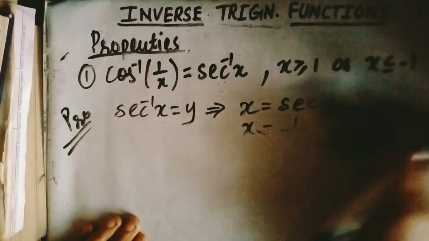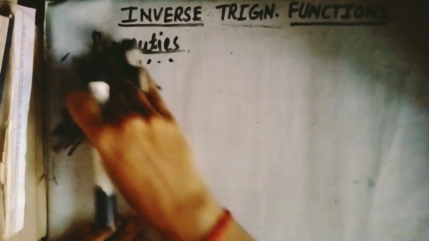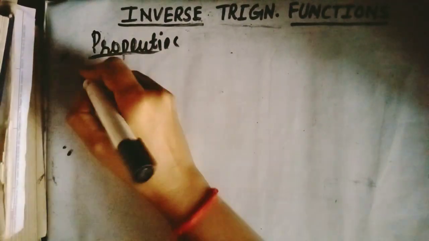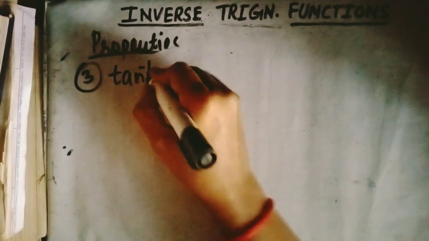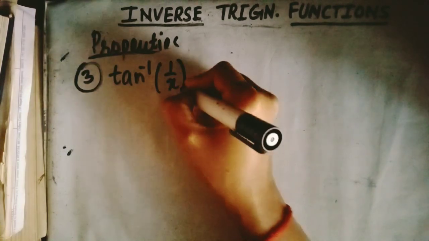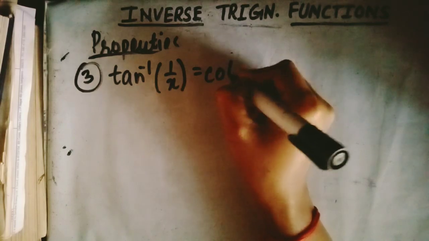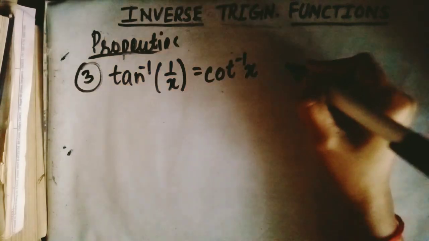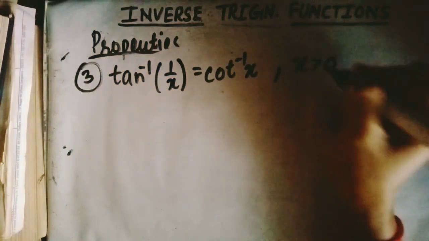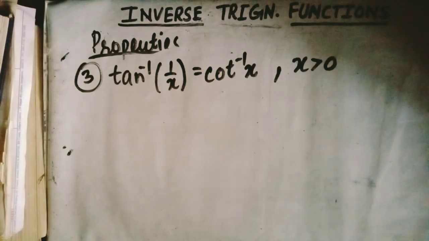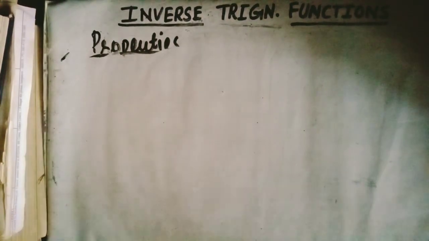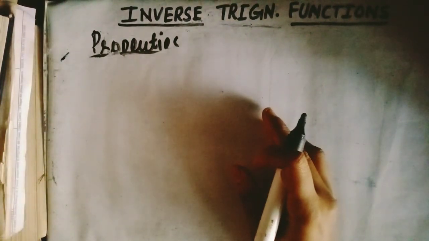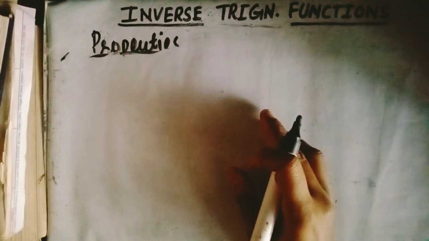Then the third property is for tan inverse. So tan inverse of 1 by x is equal to cot inverse of x, where x is greater than 0. The same way you have to prove. Now let's move on to another set of properties which we have already learned. We'll do the proof today.